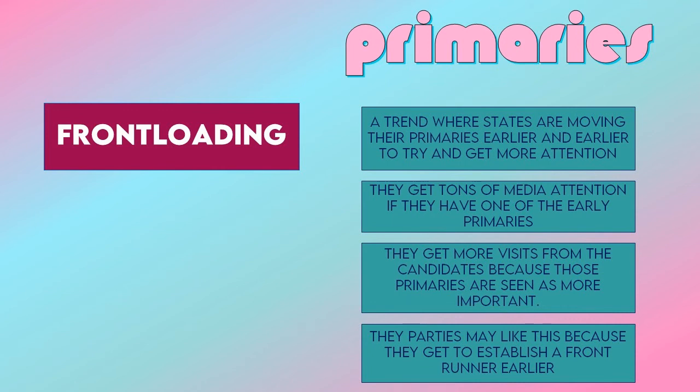The states that are early get more media attention. They also get more visits from the candidates. And so they want to be seen as important states like New Hampshire is. So the parties allow this to happen because the parties kind of want the primaries to happen as early as possible. When the candidates are all running against each other from the same party, you have Democrats fight with Democrats and make each other look bad. You have Republicans fight with Republicans and make each other look bad. And the parties would like to get this out of the way as soon as possible.